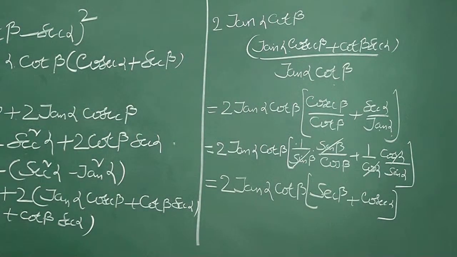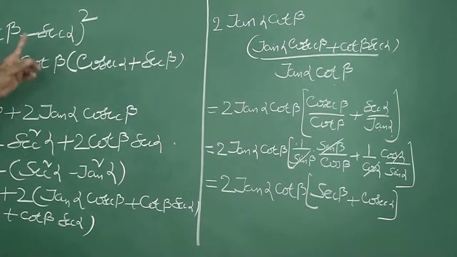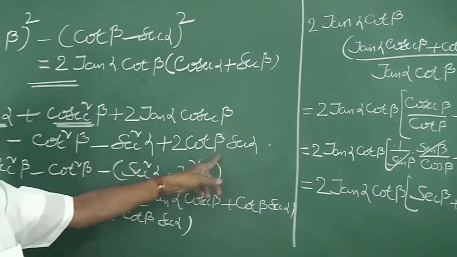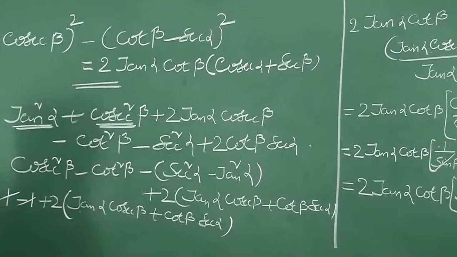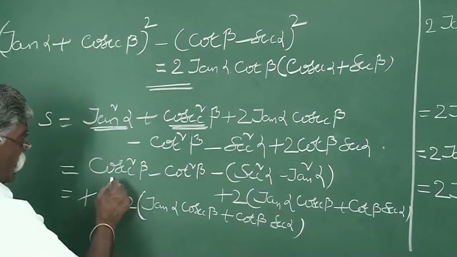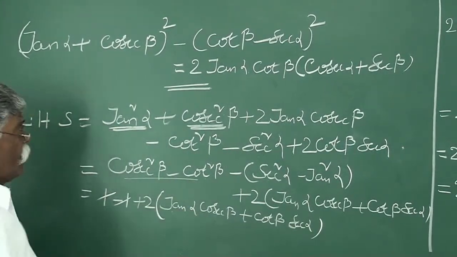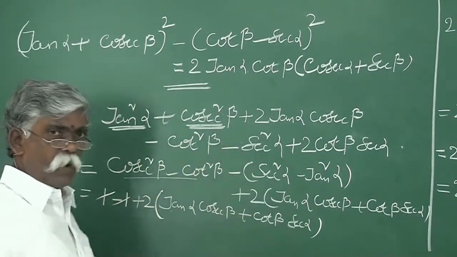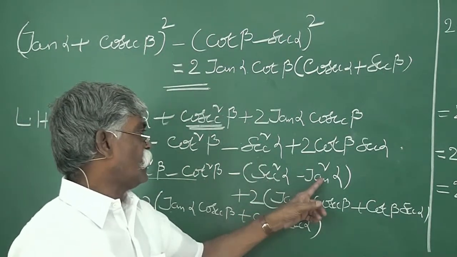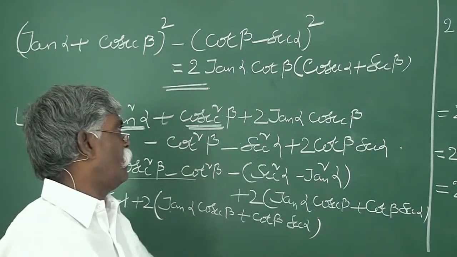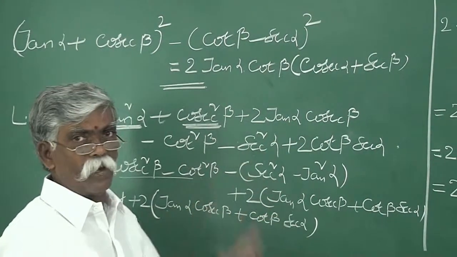So in the beginning we have expanded (a plus b) whole square, a square plus b square plus 2ab. This is (a minus b) whole square, minus is taken inside, therefore minus cot square beta minus secant square alpha plus 2 cot beta secant alpha. So cosecant square beta and minus cot square beta are written here. Here these two we have taken minus common. So secant square alpha minus tan square alpha. Here in these two we have taken 2 common.